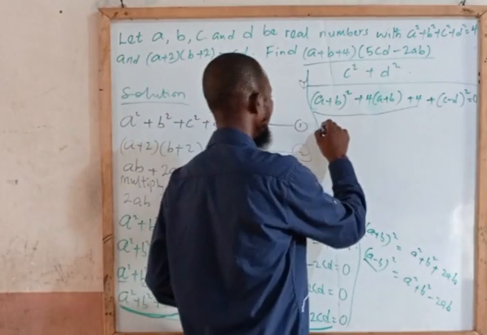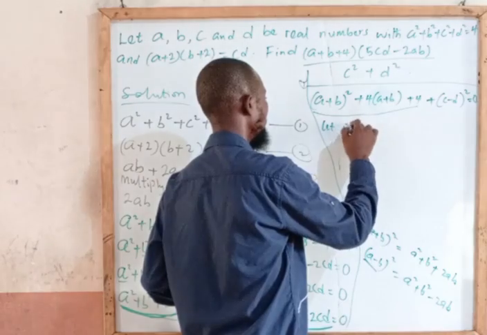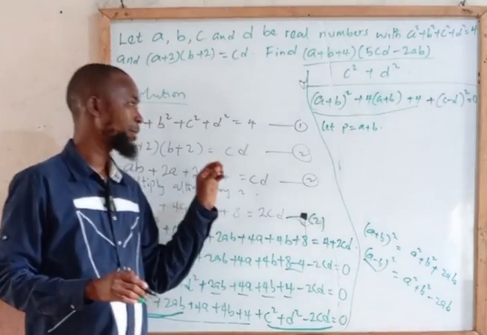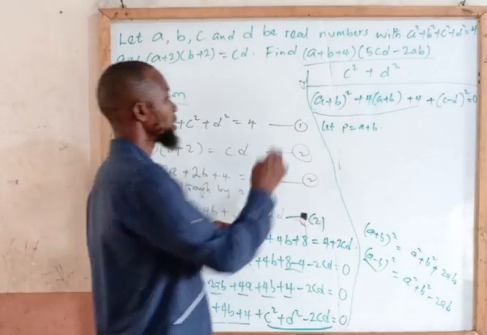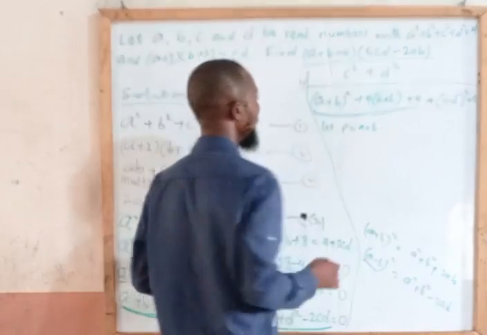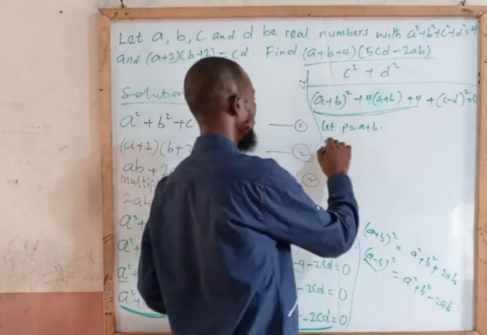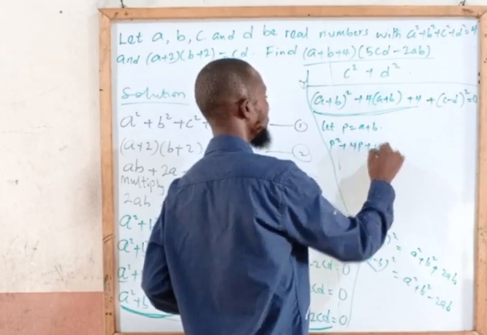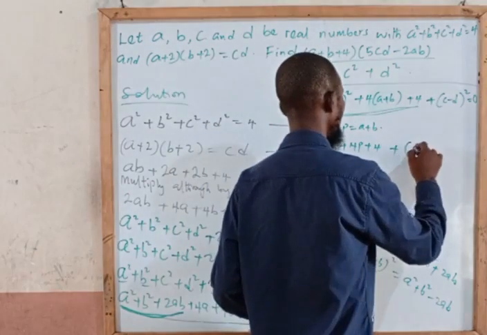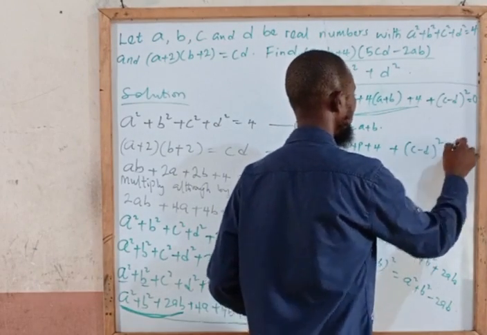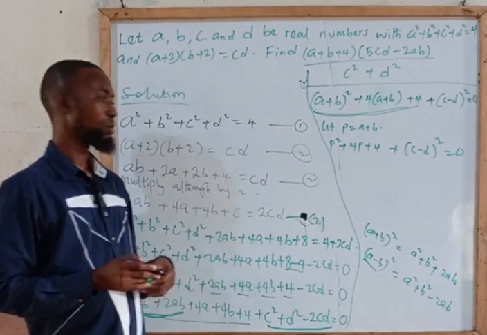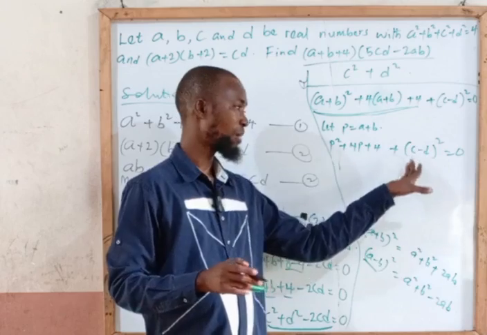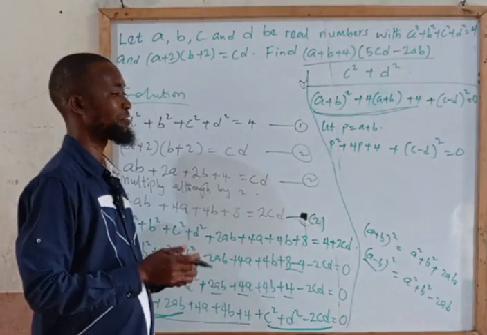Let p be equal to a plus b. If I use p to represent a plus b, then I can re-express this whole expression as p squared plus 4p plus 4, then plus c minus d squared is equal to 0. So I don't have an issue with this. I only need to simplify it, then I interpret it, and I can get my final result.